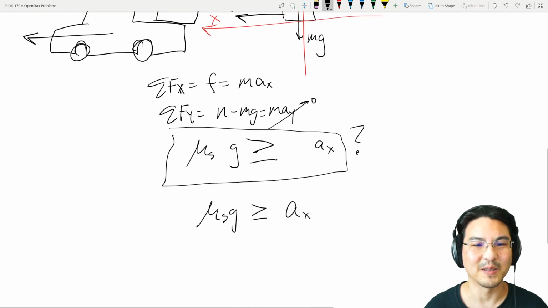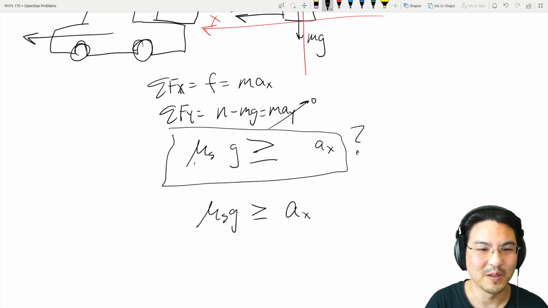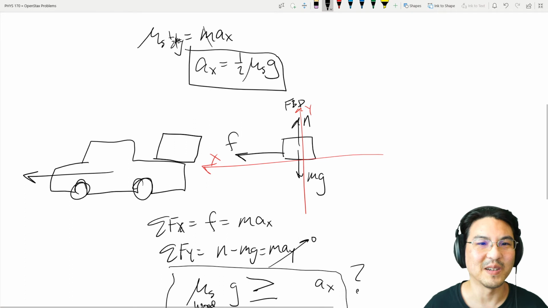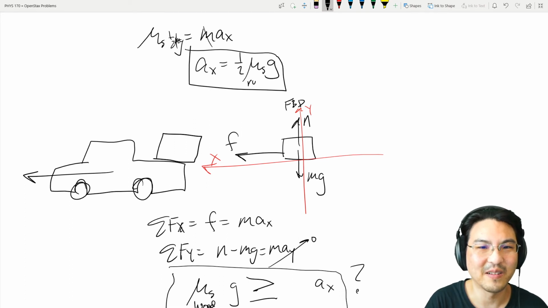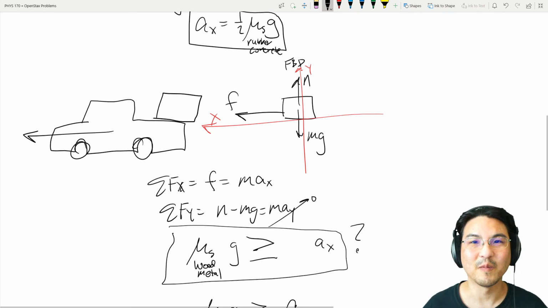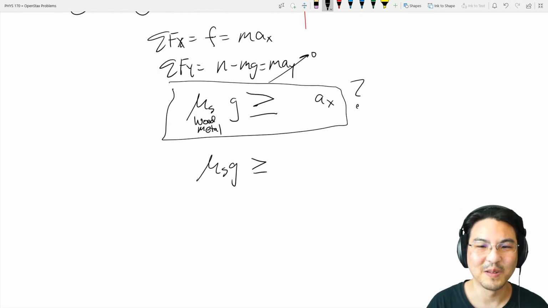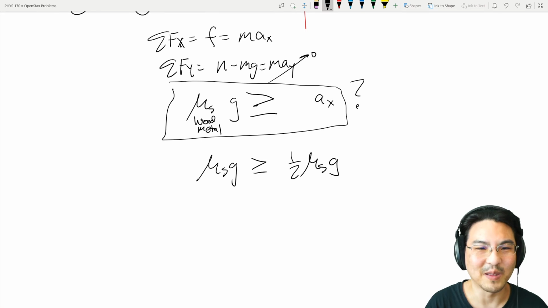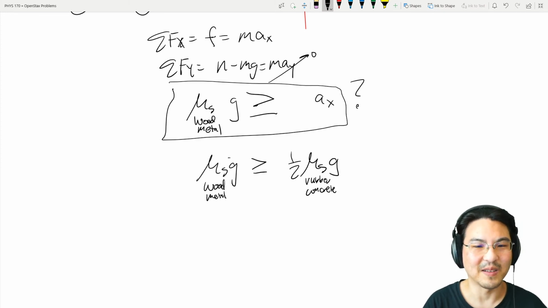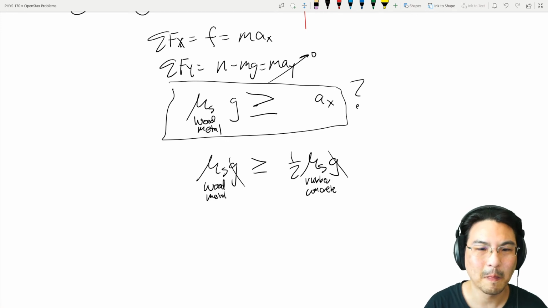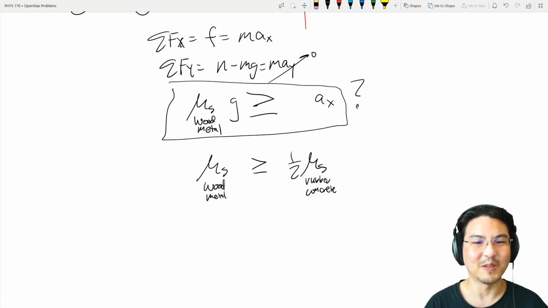Oh, let's be careful though. This is for wood and metal. This one here is for rubber on concrete. Not the same value. Okay, so on this side it was 1/2 mu s times g, but this was for wood, metal. This is for rubber, concrete. Okay, and then you can see how this cancels on both sides. So then all you have to do is look up the value.